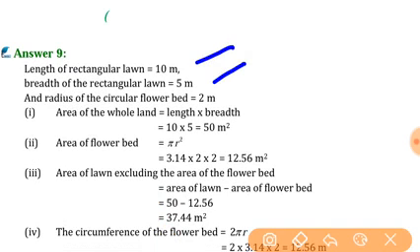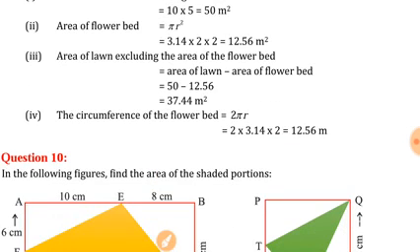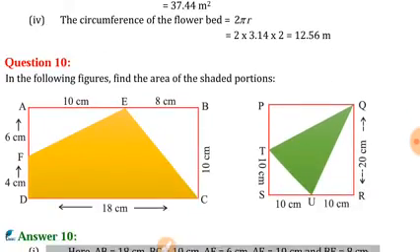So the area of the total lawn is 10 into 5, which is 50 meter square. Then the area of the flower bed, pi r square, gives 12.56 meter square. Excluding means subtract: 50 minus 12.56, so 37.44 meter square. The circumference for radius 2 meters gives 12.56 meters. Then the tenth question.